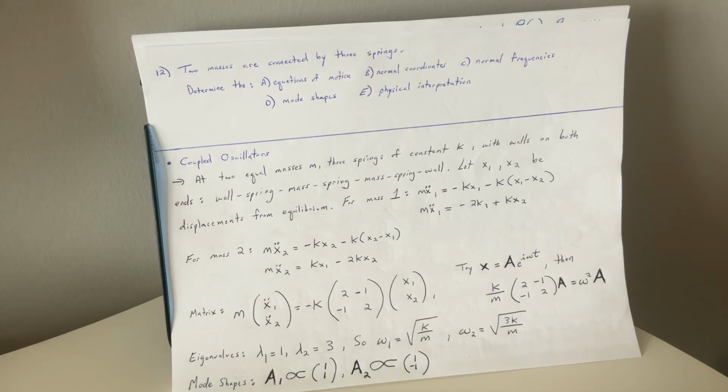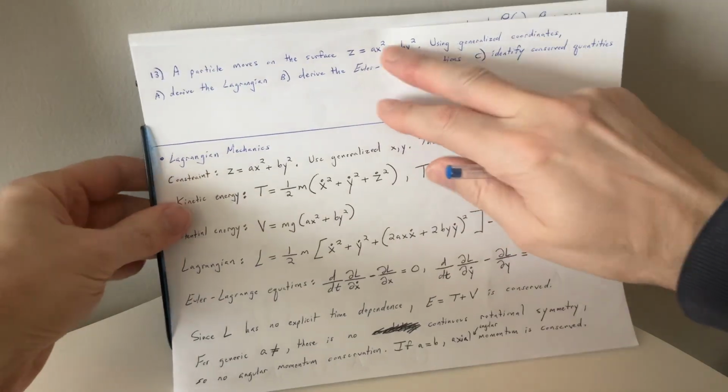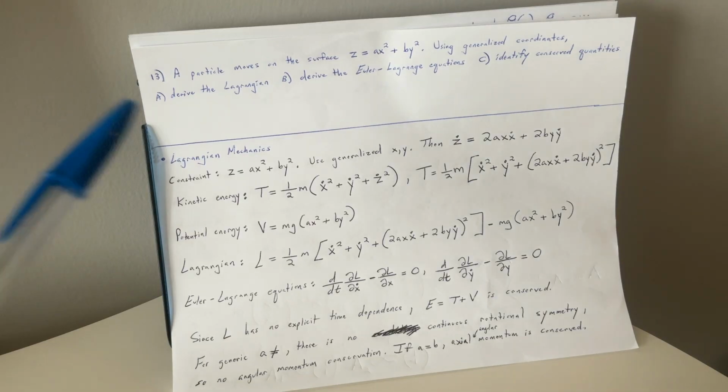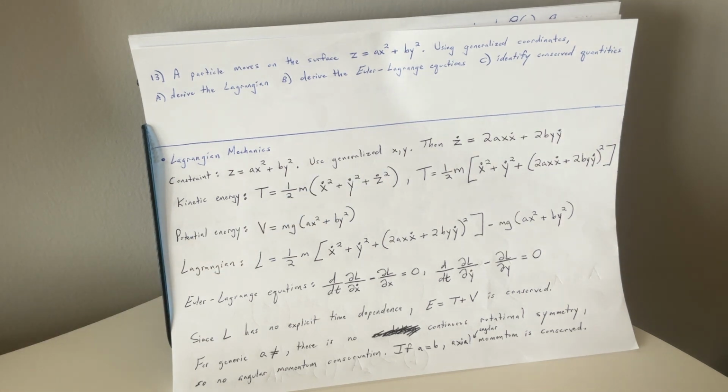So that's number 12. Moving along to number 13. A particle moves on the surface z equals a x squared plus b y squared. Using generalized coordinates, derive the Lagrangian, derive the Euler-Lagrange equations, and identify conserved quantities. So this is a Lagrangian mechanics problem. Our constraint is z equals a x squared plus b y squared. We're going to use generalized coordinates x, y. So z dot is 2a x x dot plus 2b y y dot.